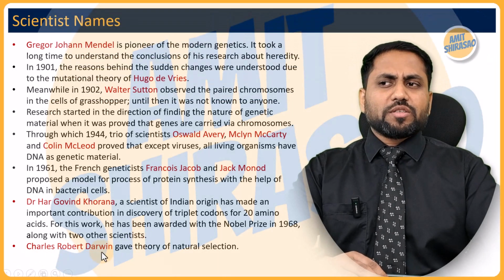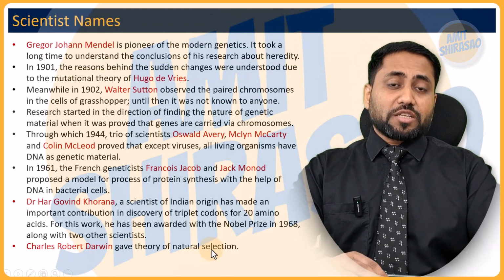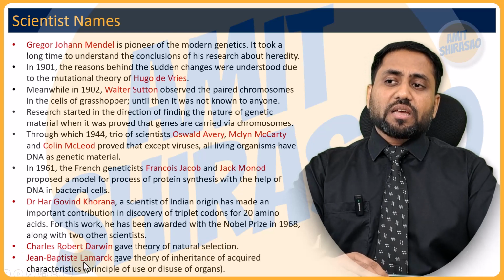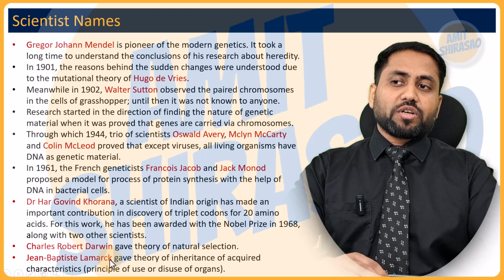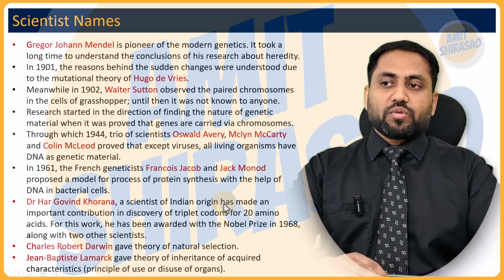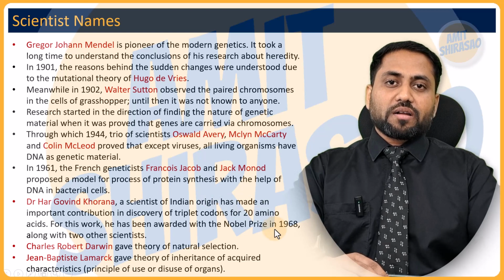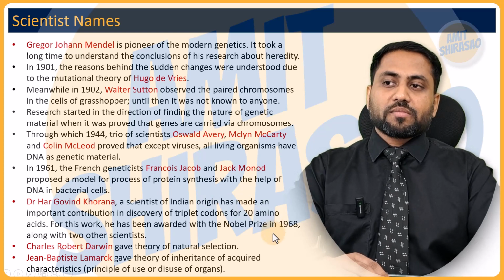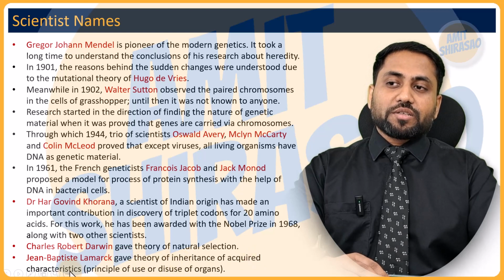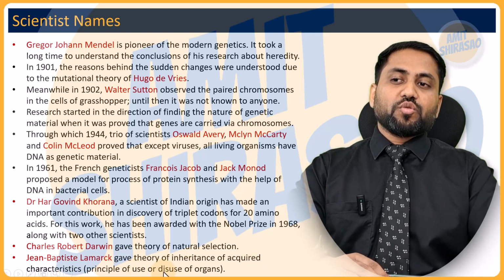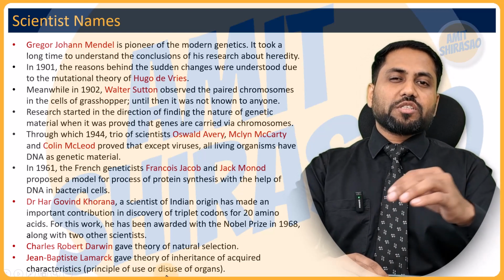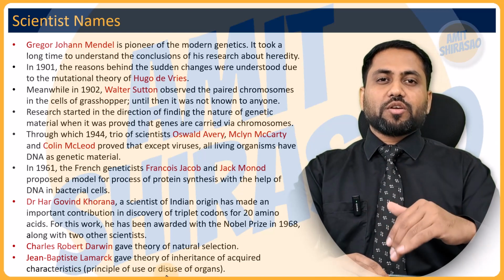Charles Robert Darwin, you know about him, gave the theory of natural selection. And Jean-Baptiste Lamarck. Lamarck is not M-A-R-K, it is M-A-R-C-K, so the pronunciation should be Lamarck. He gave the theory of inheritance of acquired characteristics, also called the principle of use or disuse of organs. Actually, this is the correct name, principle of use or disuse of organs. This is also given in your textbook.